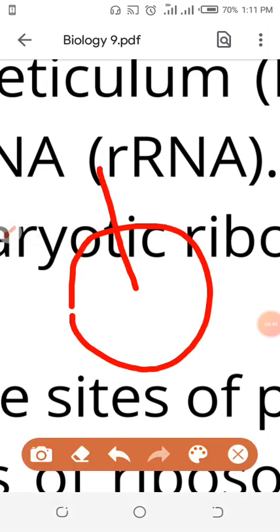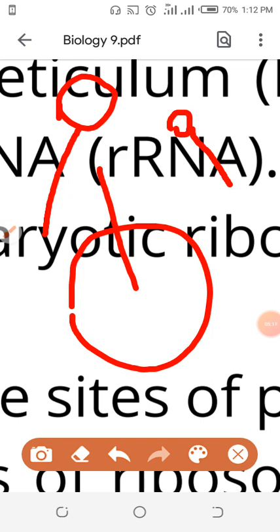Now, a very significant and important point I am going to tell you. I am not talking about the ribosomal RNA; I am talking about the ribosomes. Two types of ribosomes are present inside the cytoplasm: one is large and one is small. The large ribosome is called the larger ribosomal unit, and the small ribosome is called the smaller ribosomal unit.